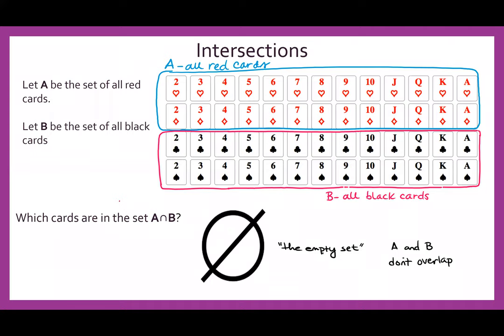So this is what we call the empty set. The empty set is the set that contains no elements. So since we have no overlap here, there's no card in this deck that is both red and black, the intersection is the empty set, and you write it as the zero with the strike through.